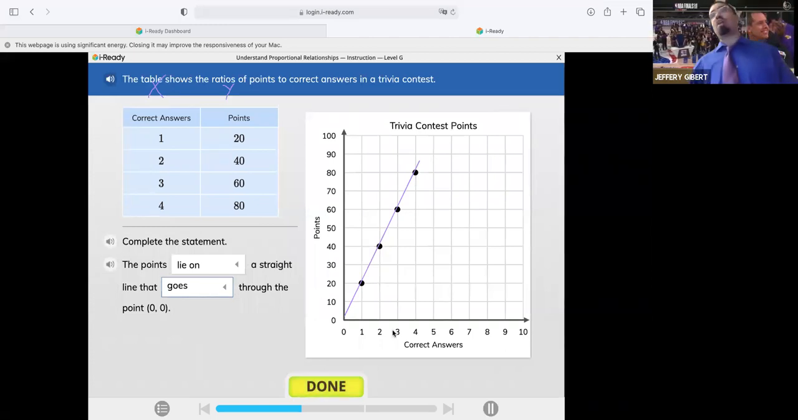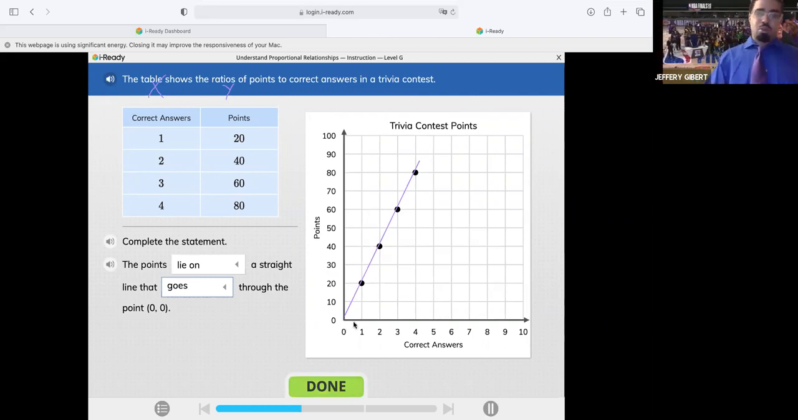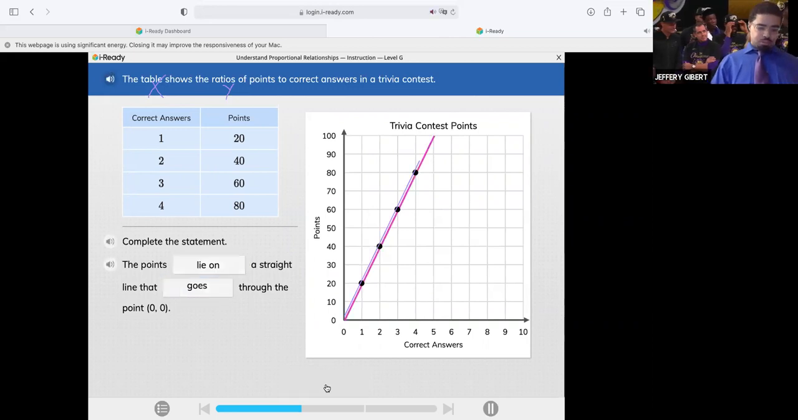So for a graph to be proportional, it has to be a straight line and it has to go through the origin. It can't just go through the origin and not be a straight line, or it can't just be a straight line and not go through the origin. The graph of a proportional relationship is a straight line, linear, that goes through the point 0, 0, which is called the origin.